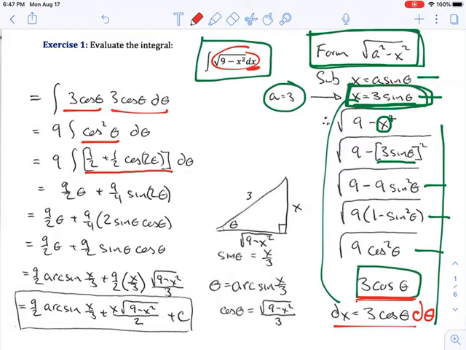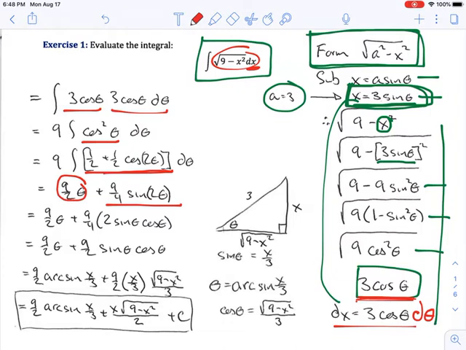And then multiplying, finding the antiderivative of that. The antiderivative of 1/2 is 1/2 theta times 9 is 9/2 theta. The antiderivative of cosine of 2 theta times 1/2 is going to be 1/4 sine of 2 theta times 9 is 9/4 sine of 2 theta. So that's the antiderivative.